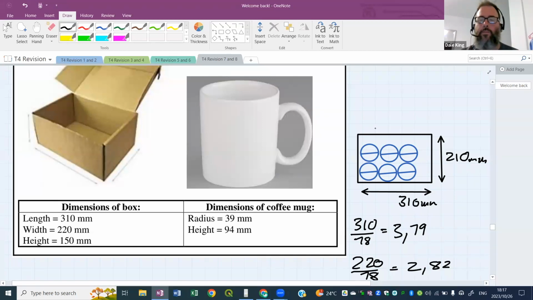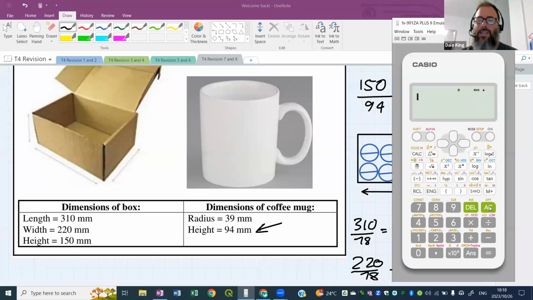All right, Mohammed, what now? Now we go to height. Very good. 150 divided by 78 equals 1.923. So we put it as 1 mug. Your method is absolutely right. Just be careful now because we need to look at the height of the box, which you said is 150, but now we also need to look at the height of the mug. So we're not going to look at the diameter of the mug, which is 78. Now we're going to look at the height of the mug, which is 94. So how many mugs can we stack on top of each other? One. Yeah.